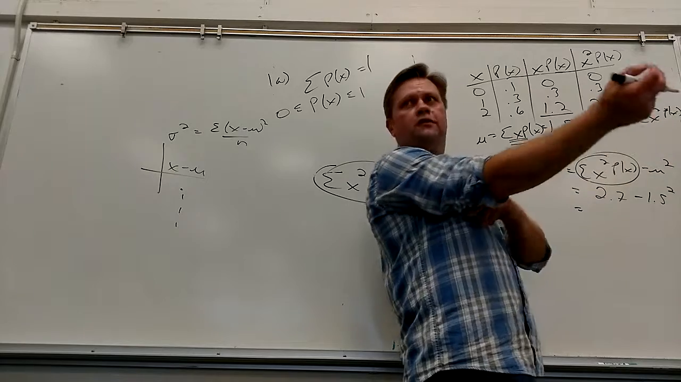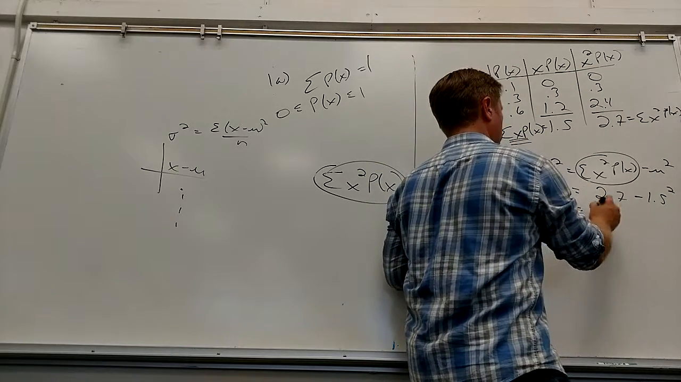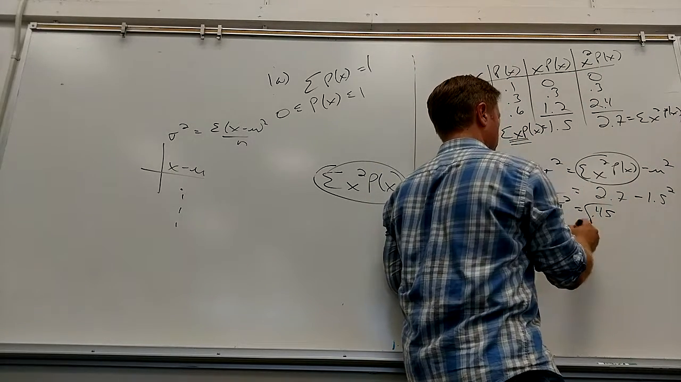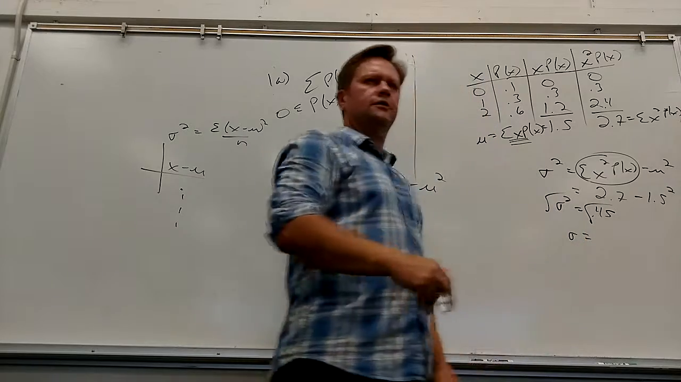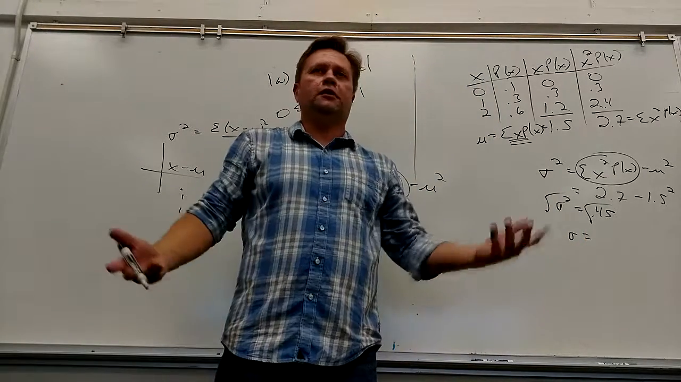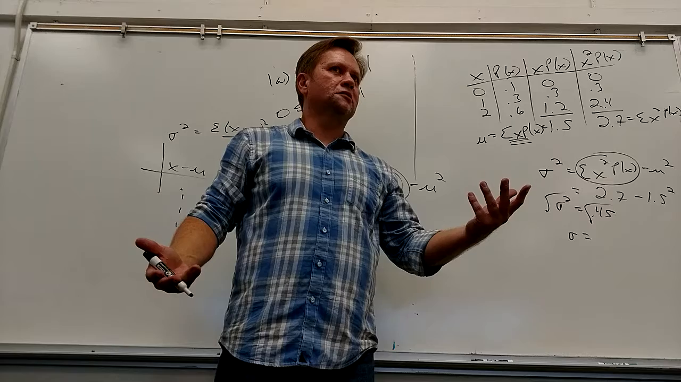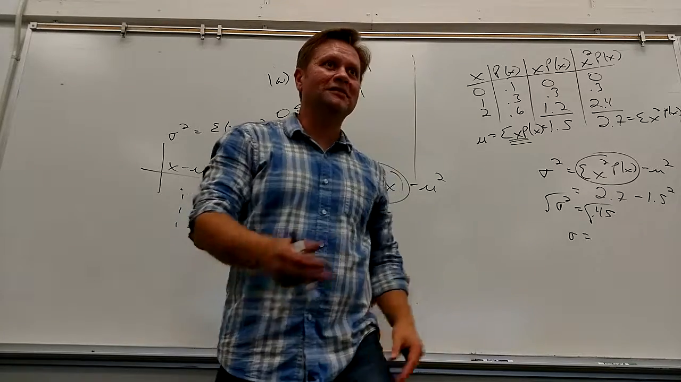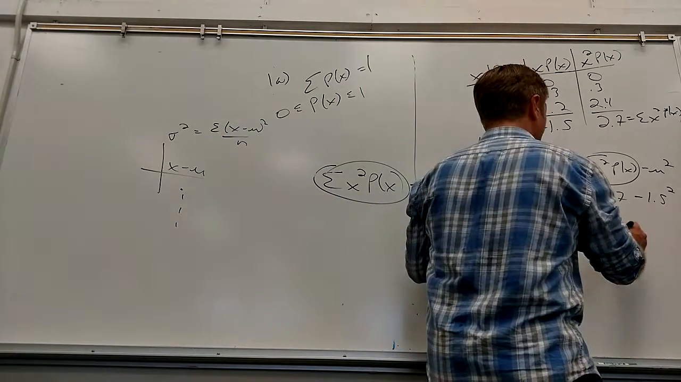Sigma squared is 0.45, so the square root is 0.673. What is it? 0.6703. 0.671?